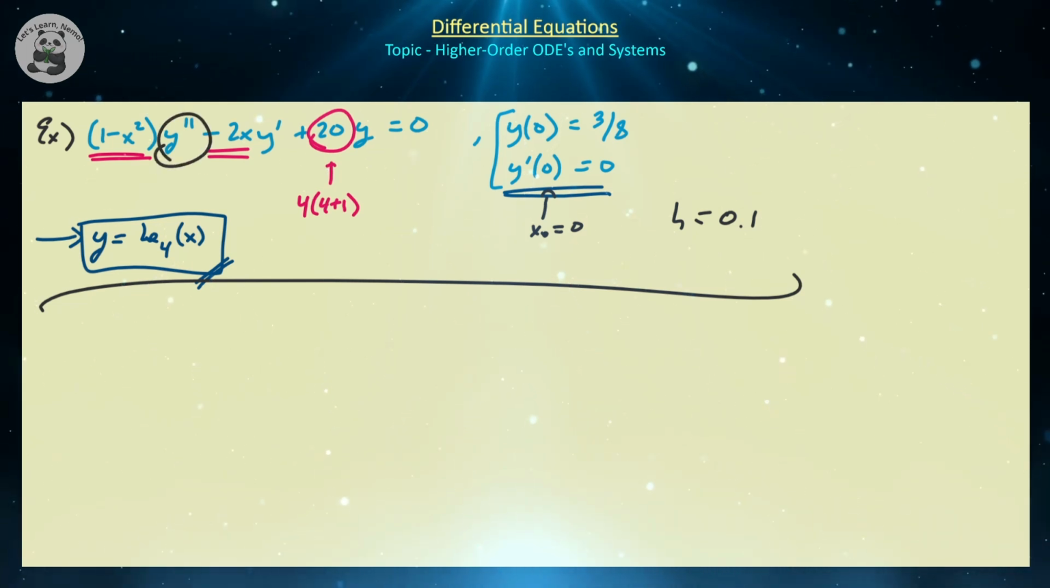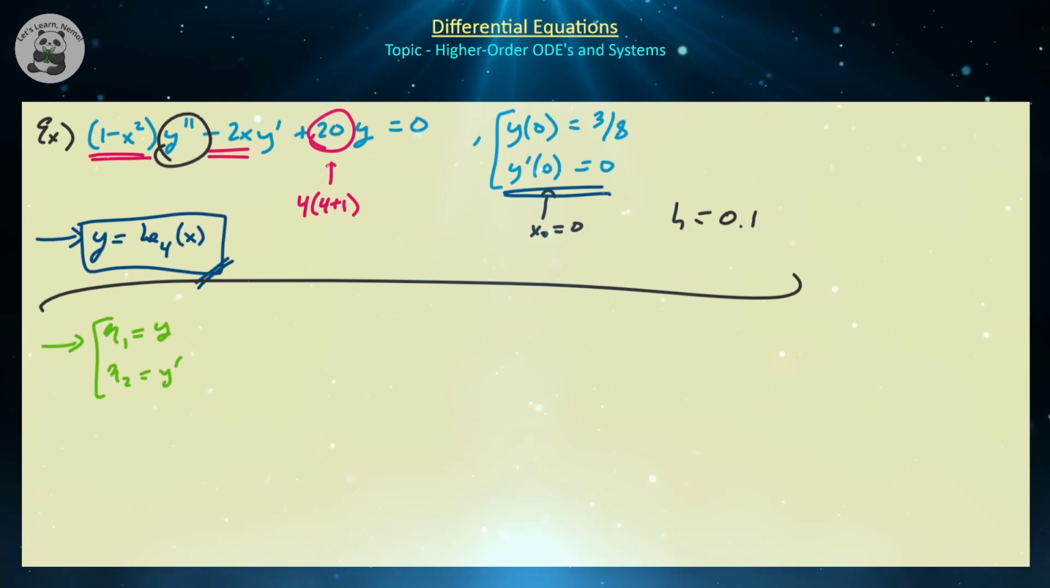So since we have a second order differential equation, the first thing that we want to write is this differential equation as a first order system. So we need to start off by defining eta 1 to be equal to y and eta 2 being equal to y prime. So that means that eta 1 prime will be equal to y prime, which we know is going to be eta 2, and then eta 2 prime.